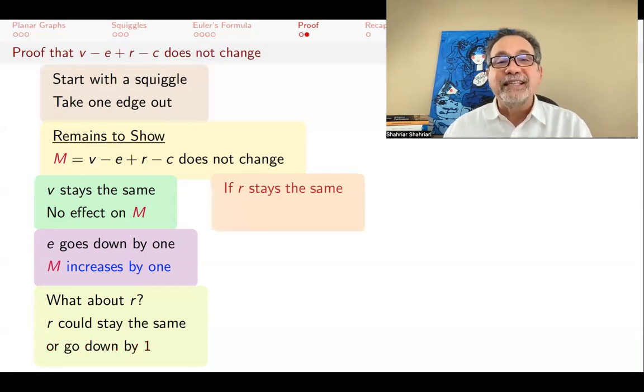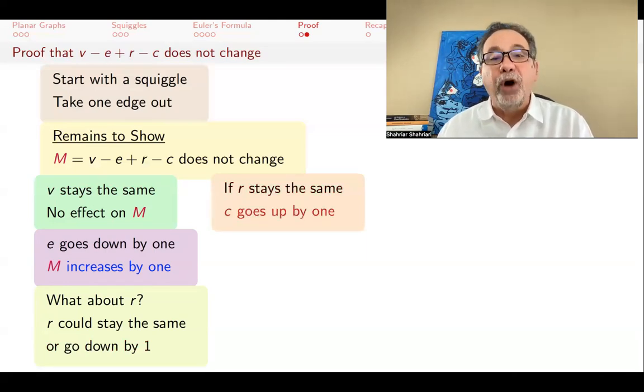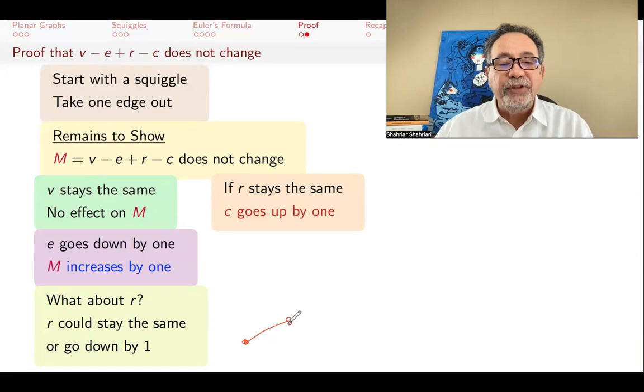If R stays the same, what happens to C? If R stays the same, my claim is that C goes up by 1. Let's say that this is our edge, the edge that we're taking out. If the number of regions stays the same, then what does that mean?